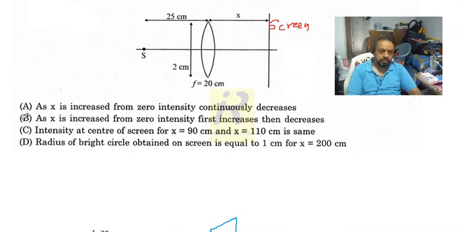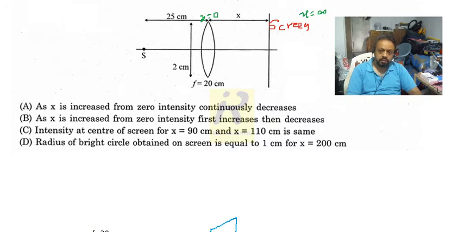So let us see these options. Option A says as x is increased, that means screen moved from zero, intensity continuously decreases. That means when you move the screen from x is equal to 0, which is here, to x is equal to infinity, what should happen? He says when you move the screen away from the lens, intensity continuously decreases.